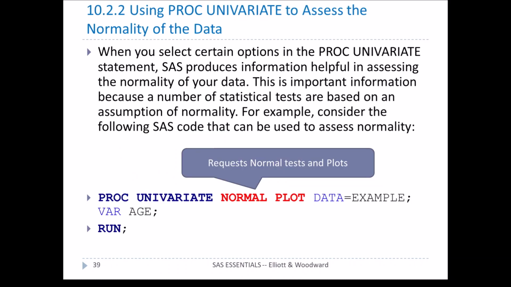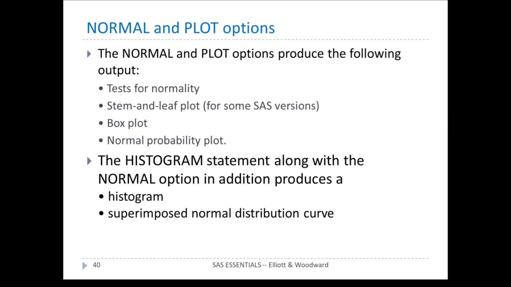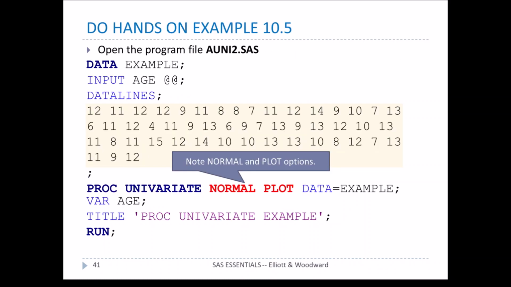All right, let's talk about using PROC UNIVARIATE to assess the normality of data. This becomes a handy thing to be able to do, and the way we do that is by requesting normal tests and plots. So here we have PROC UNIVARIATE, NORMAL, and PLOT. I added these two options to the PROC UNIVARIATE statement. The NORMAL and PLOT options produce a test for normality, a stem and leaf plot for some SAS versions, a box plot, a normal probability plot, and the HISTOGRAM statement along with a NORMAL option in addition produces a histogram and superimposed normal distribution curve.